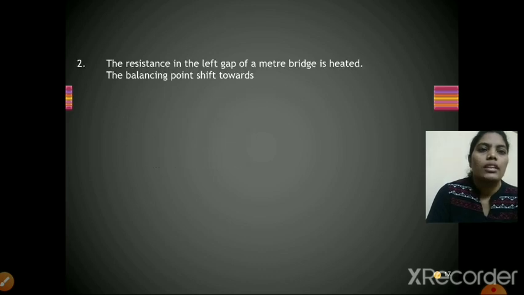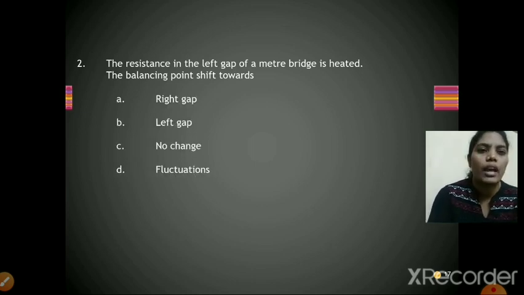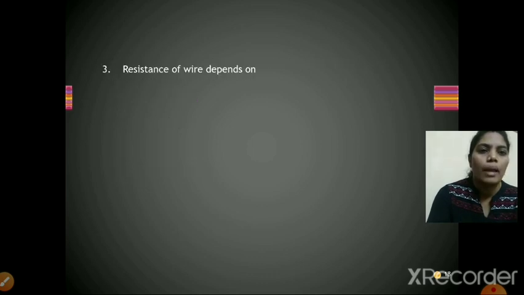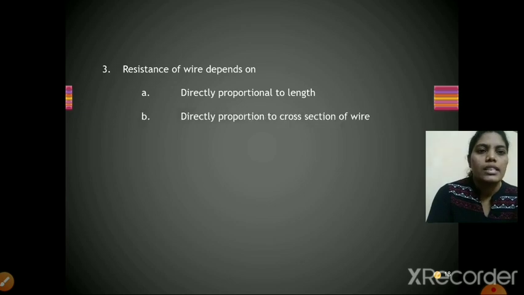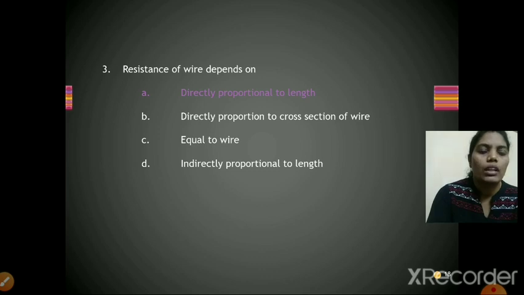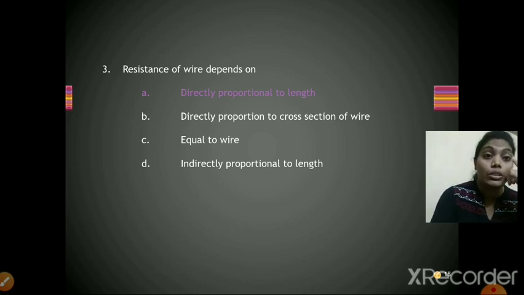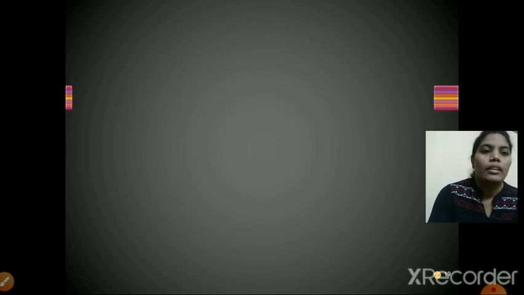The resistance in the left gap of a meter bridge is heated. The balancing point shifts towards: right gap, left gap, no change, or fluctuations? It shifts towards the right gap. Resistance of a wire depends on: length, area of cross section, or is it inversely proportional to length? It is directly proportional to length.